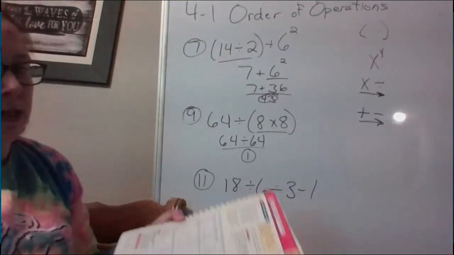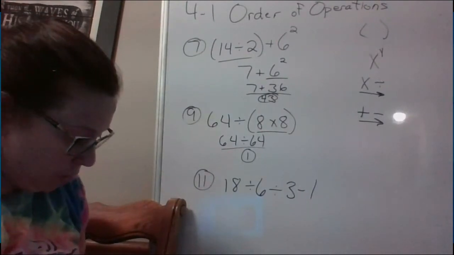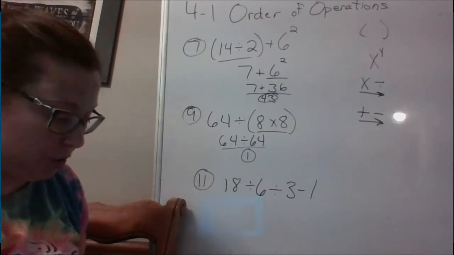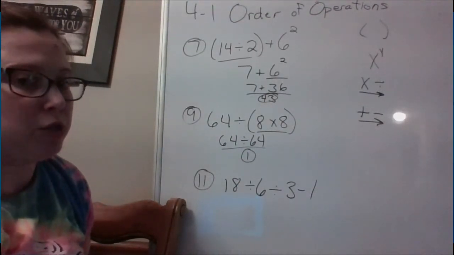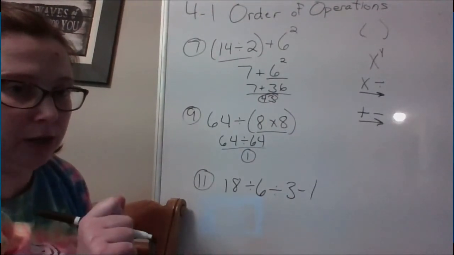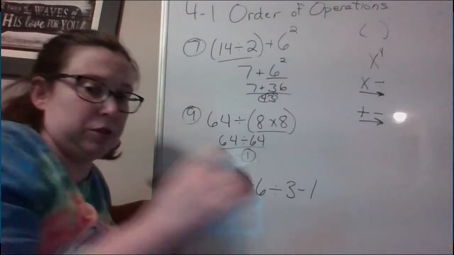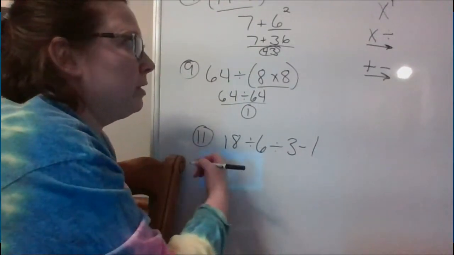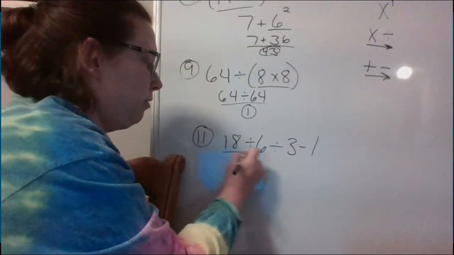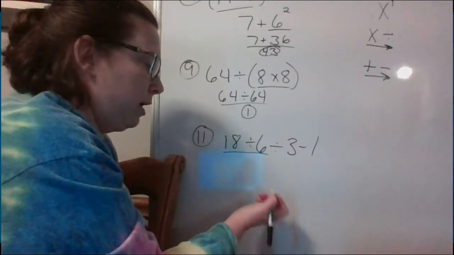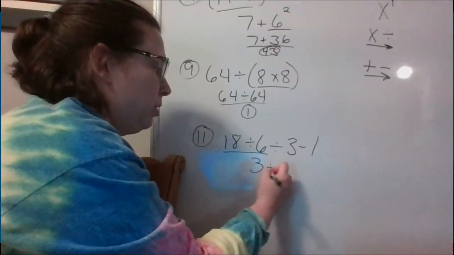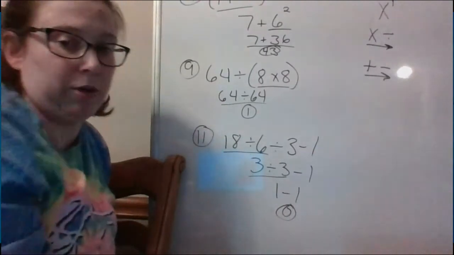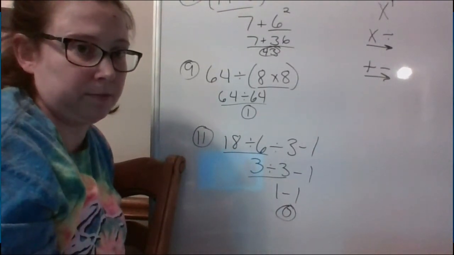Number 11 has a different set of directions. Number 11, the directions are use the order of operations to compute and justify each step in the process. By justify, I really just want you underlining what you're working on. So for this one, let me move this down. For this one, we have no parentheses, we have no exponents, so we start on the left and we are going to multiply or divide left to right. So we start that off and then we're going to divide here, and finally we get 0 for our answer.